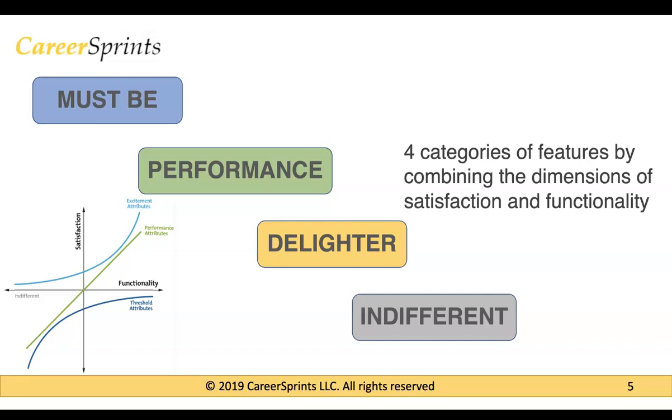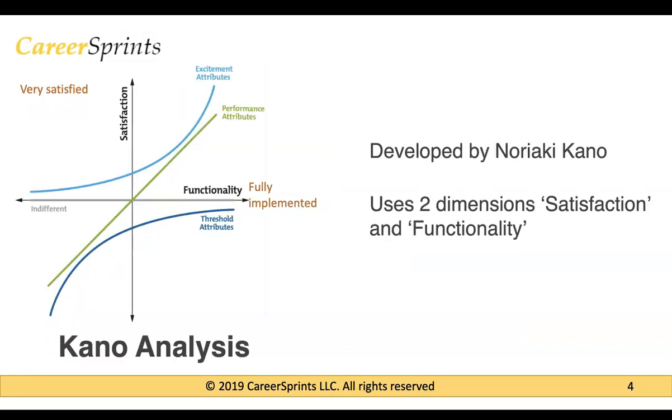Now, what's important to note is that delighters over time become basic needs as competitors start catching up and emulate the same features. Now, the final category that I want to talk about is indifferent. And this basically means having or not having these features is not going to make a difference to a customer's life. These features fall in the middle of the satisfaction dimension where the horizontal line intersects it.